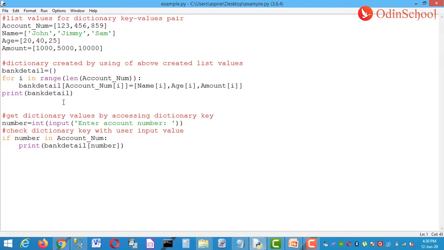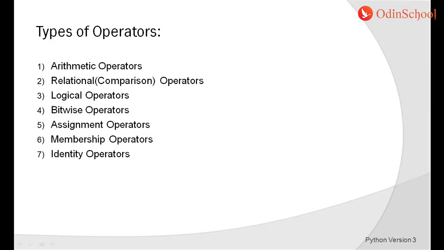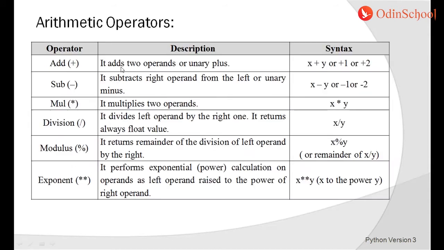Now let's start with the operators. Python supports the following types of operators: arithmetic operators, relational operators, logical operators, bitwise operators, assignment operators, membership operators, and identity operators. What are arithmetic operators? Arithmetic operators are add, subtract, multiplication, division, modulus, and exponent. This is the same as our basic math.